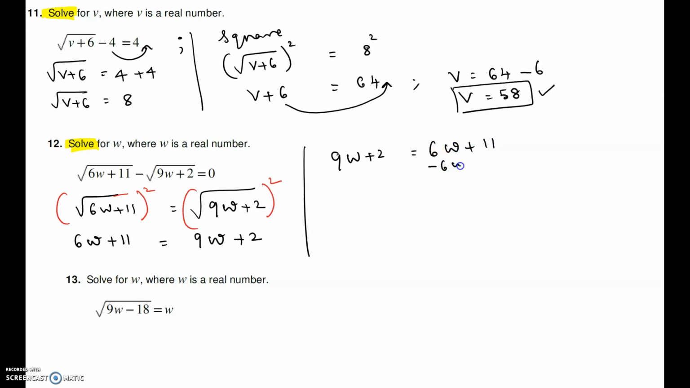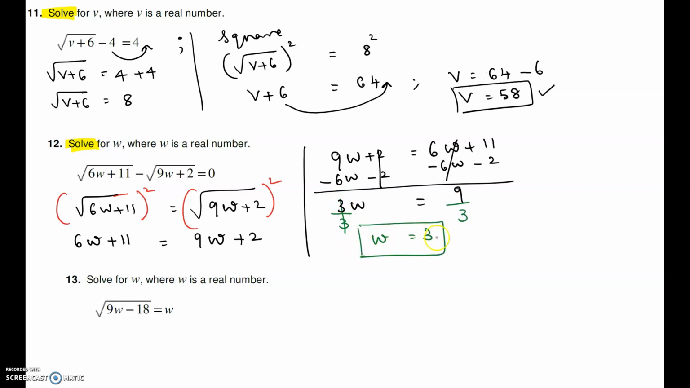So now if you subtract 6w on both sides and subtract 2 on both sides, you get 3w is, 9w minus 6w cancel out, that will be 3w. 11 minus 2, which is a 9. So that will give us the value of w. So divide both sides by 3. So w equal to 3.